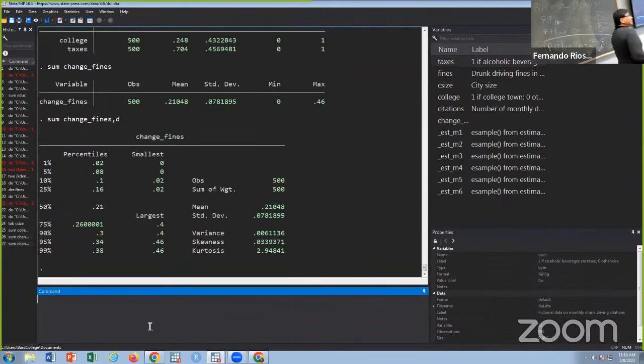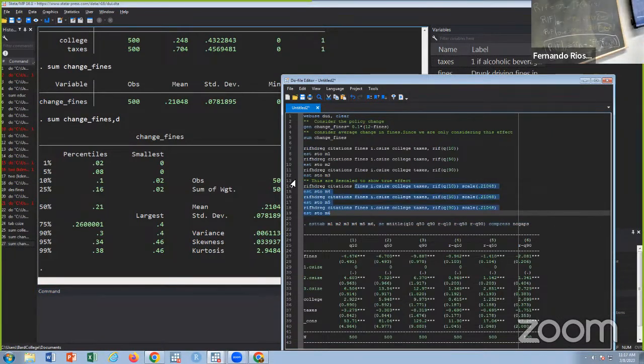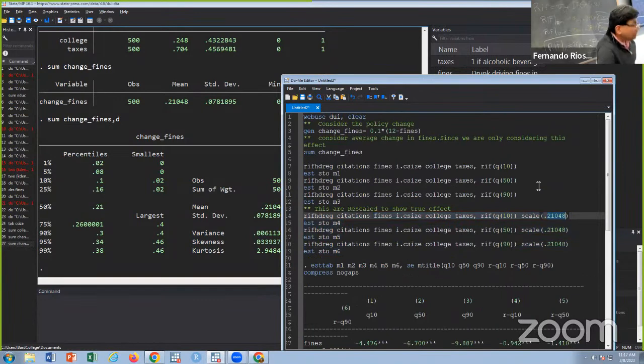Now, it doesn't mean that everybody's experiencing the same kind of change. Some people experience no change because they were already at the top. Some others experience a lot of change because they were at the bottom. But on average, they are experiencing a change of 21.048. Number two, when I'm estimating these models, I'm already rescaling them. Let me increase the size of the font. I'm rescaling them using that coefficient or that factor that I found. So I could only interpret fines using this rescale factor.